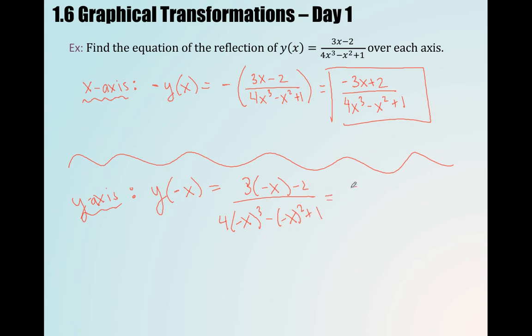Now let's simplify. Well, in my numerator, I'm going to get negative 3x minus 2. In the denominator, that's going to give me negative 4x cubed, which is going to be minus x squared. Right? It's minus, and when you square that, it becomes positive, plus 1. I guess I could simplify this if I wanted. I could factor a negative out of both, and factor a negative out of the denominator, 4x cubed plus x squared minus 1. And that negative would cancel. That's equivalent to saying 1.